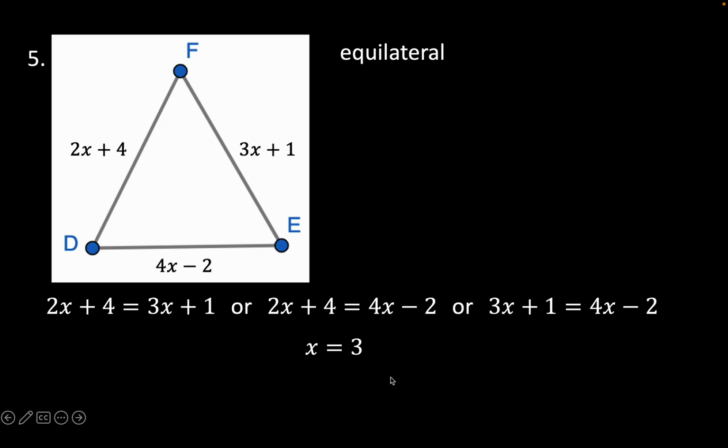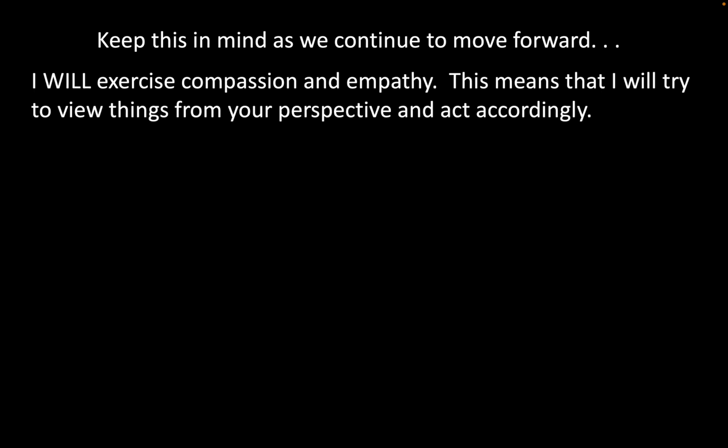That's your first point. Your second point is how big is each side. It doesn't matter what you pick because all these are equilateral, but we just want to check. 6 plus 4, again, plugging in 3, 6 plus 4 is 10. 9, because it's 3 plus 1 is 10. 12 minus 2 is also 10, which means that you want to make sure you get both of those points when you do that. So keep this in mind as we continue to move forward.